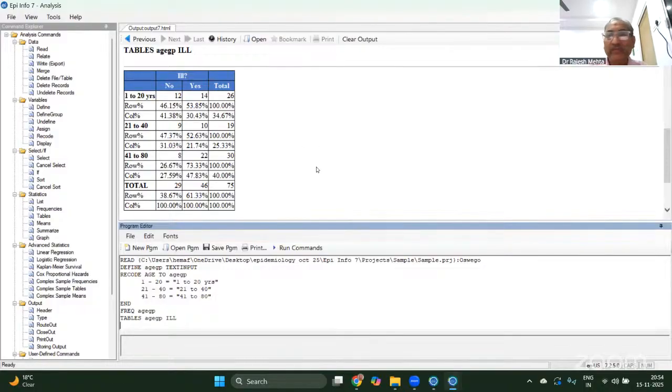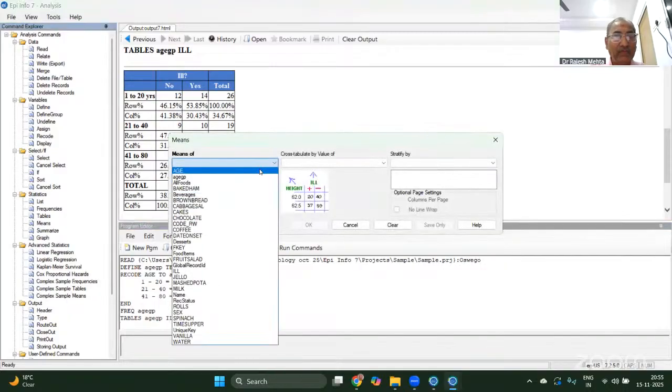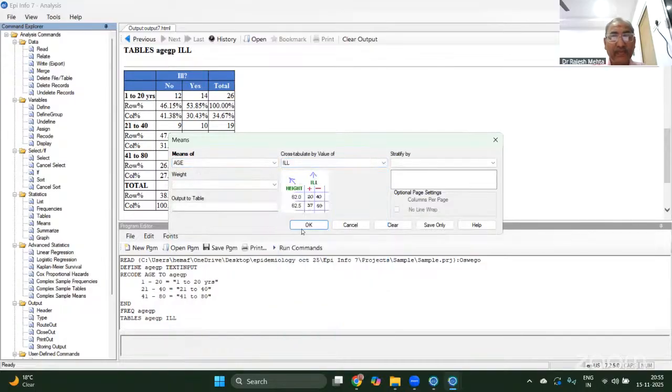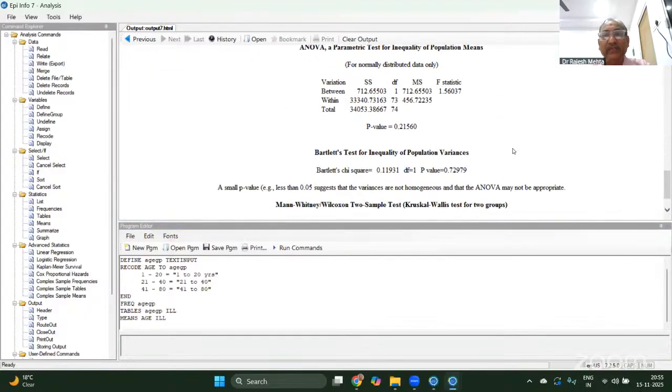So I wish that both of you try to use Epi Info, and it will be very easy. You can use the means command, means of age versus illness. You can find out the mean and also standard error, right? Because the p-value is 0.21, there is no significant difference in the effect of age on illness. Illness being more in older people is not the case as far as this group is concerned, right?